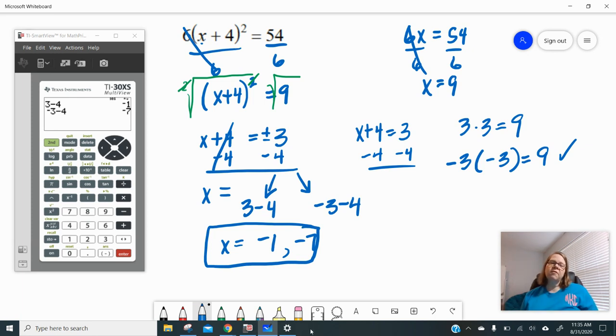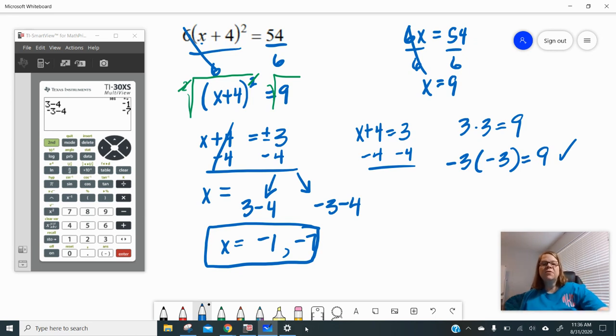Ooh, about covered it up. All right, that's the idea. That means that negative 1, if you plug it in here, this all ends up equaling 54. And then negative 7 also works. If I plug in a negative 7 for x, this will equal 54. And nothing else works. Positive 1 doesn't work. Positive 7 doesn't work. 0 doesn't work. There's no other number, fraction, anything that works except negative 1 and negative 7. Those are the two solutions to this equation.